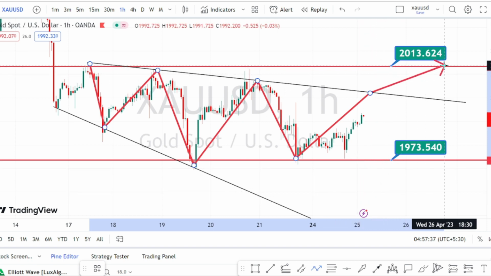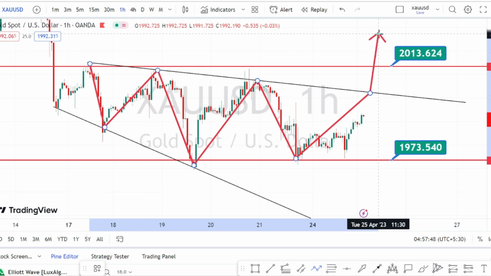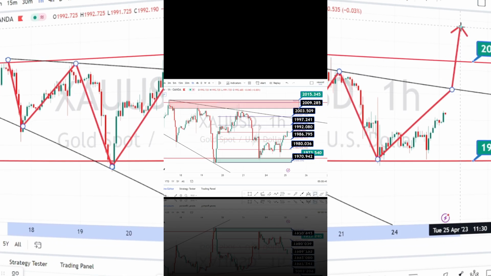And if you are expecting to trade on the bullish side, wait for the price action to break the resistance level of 2013 in order to freshly enter on the bullish side trade in hourly time frame.